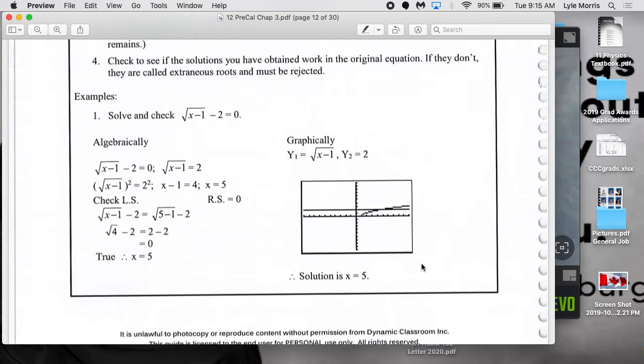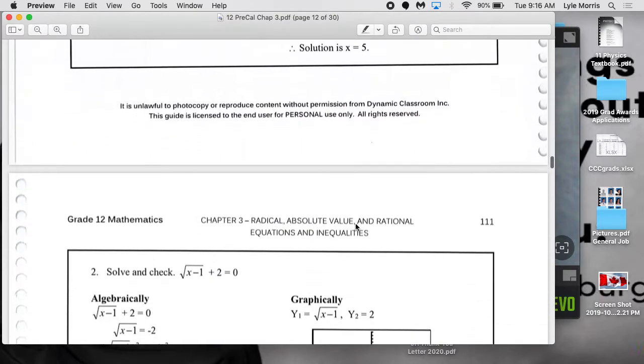The way to do it graphing, although we won't do it, but it's here and I might as well mention it to you: 2 equations, put the 2 on the other side. One of them is the root of x minus 1. The other one is y equals 2. The y equals 2 is a horizontal line. You have the root going here. It intersects where x equals 5. Cool?